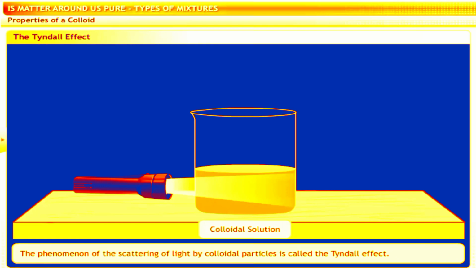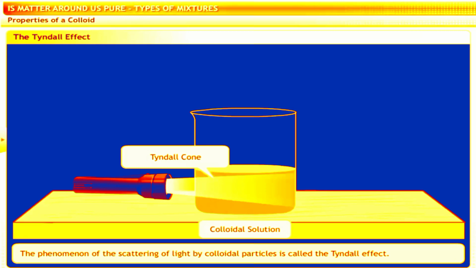When a fine beam of light is passed through a colloidal solution placed in a dark place, the path of the beam gets illuminated. The illuminated path of the beam is called the Tyndall cone. This phenomenon of the scattering of light is called the Tyndall effect.